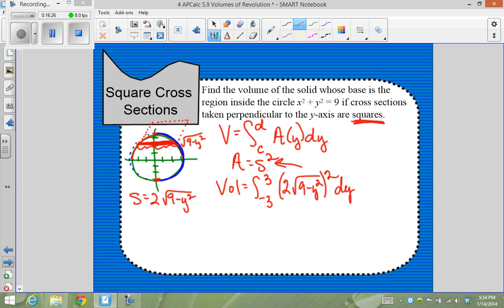When you square this, the 2 squared gives you a 4, and you can pull that out to the front. From negative 3 to 3, and then this becomes just 9 minus y squared dy, because when you square it, the square root's gone. And so y'all could integrate that without any trouble. Well, let's see if I can do a little bit better job on the next one.